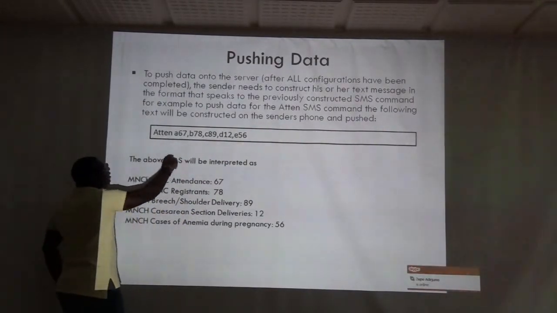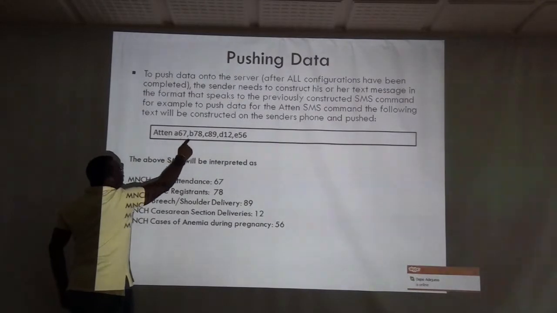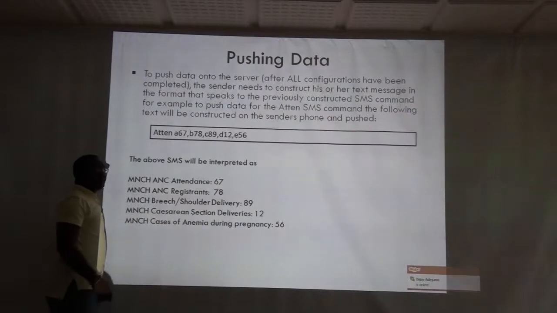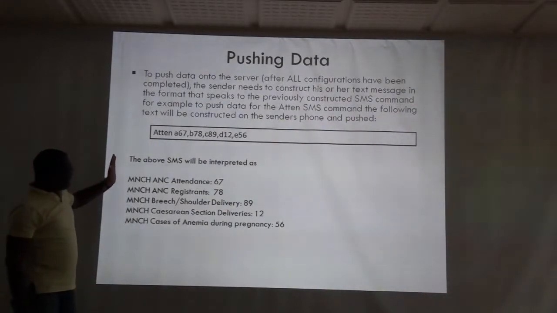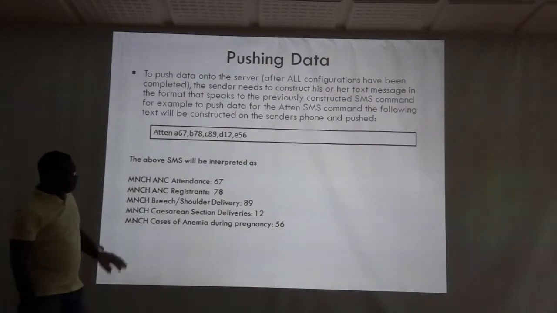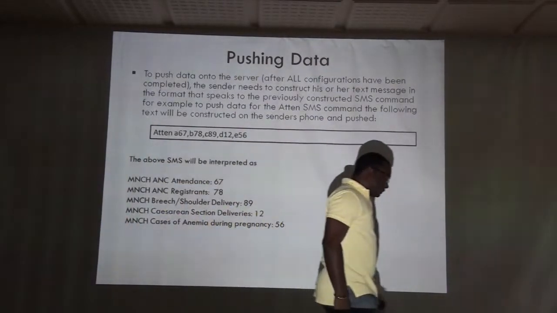That's the keyword, then A67, comma, B78, comma, C89, and so on and so forth, will be interpreted like this. When it comes to the server, this is what you see on this entry page.